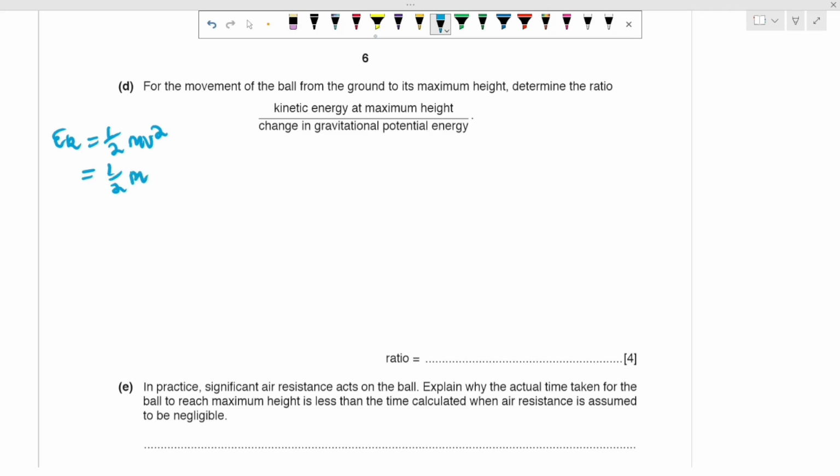Do I have the mass of this ball? Do you know how much this golf ball weighs? Unless you play golf, you might, but if you're like me, you won't even know, right? So at the maximum height, the only velocity that we have is the horizontal velocity, which is actually 3.6. So we're going to have 1/2 m times 3.6, all of that squared. So this is basically going to be 3.6 squared, times a half, which is going to be 6.48 m, right? So basically this is our Ek.